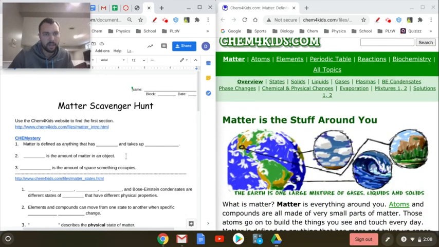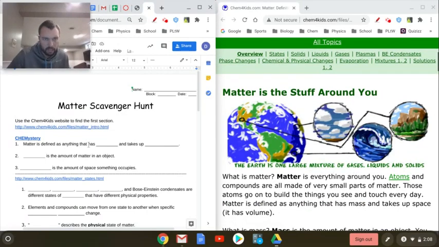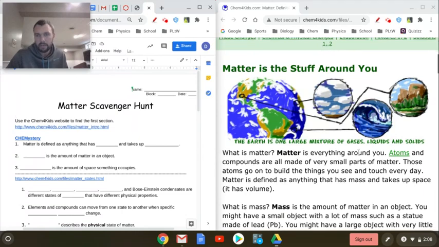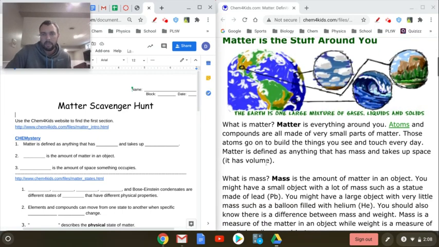First question, matter is defined as anything that has, okay, so I got to read about matter. Okay, so what is matter? Matter is everything around you. Atoms and compounds are all made of very small parts of matter. Those atoms go on to build the things you see and touch every day. Matter is defined as anything that has mass, okay, anything that has mass here.